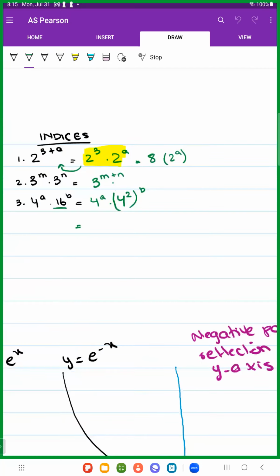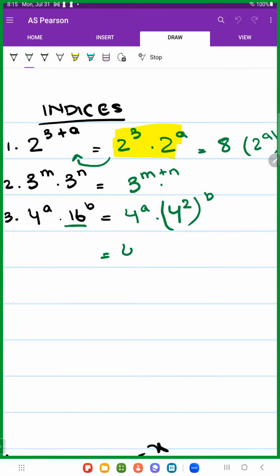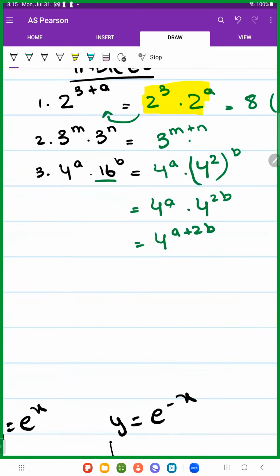So the powers become multiplied. This means 4^a into 4^(2b). Then according to the first rule, it will be 4 to the power a plus 2b. Got it.